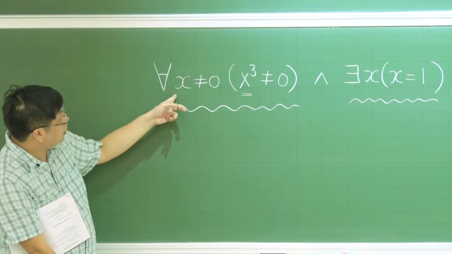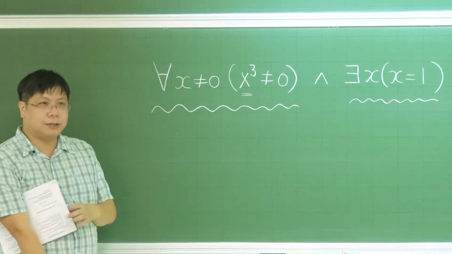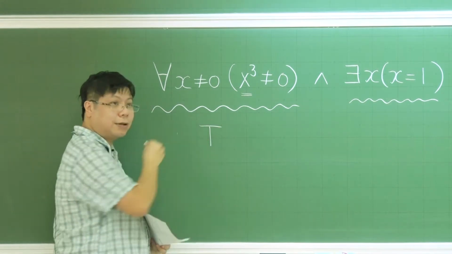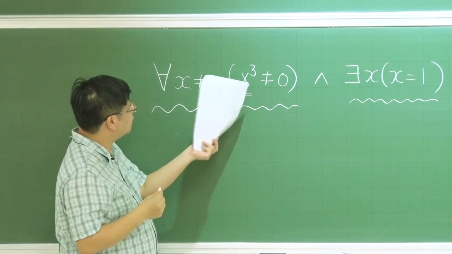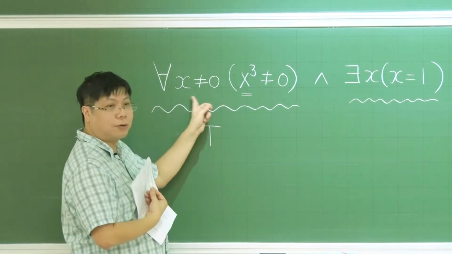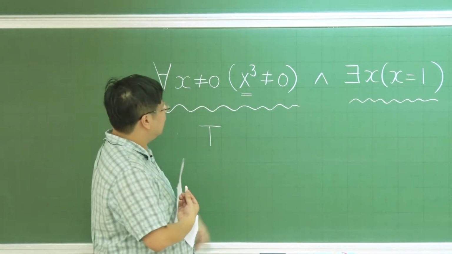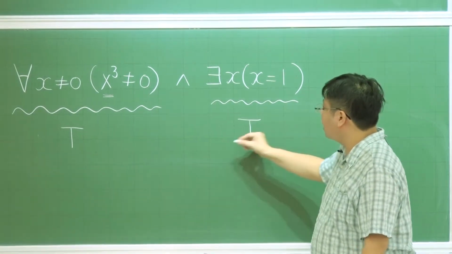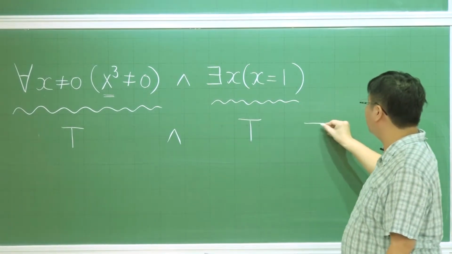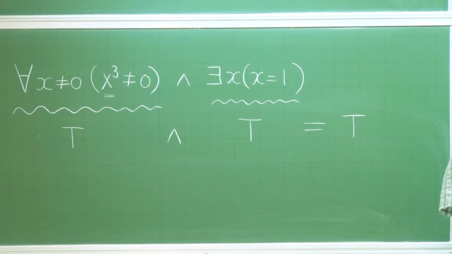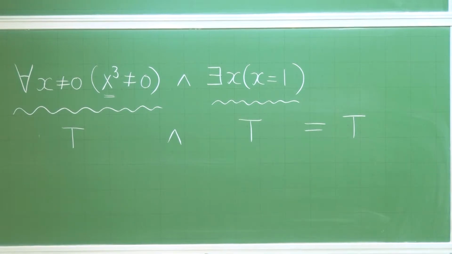So for all x not equal to 0, x cubed is not equal to 0, then we can understand that this would be true. Is that okay? Because the only case for x cubed to be 0 is when x is 0, and we omit this case already. And for this one, there exists x such that x is equal to 1. Yeah, true. So in that case, true and true will be equal to true. This is how we evaluate this one. Okay, good. Easy, right?